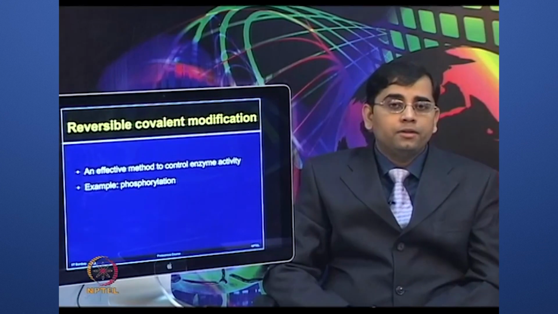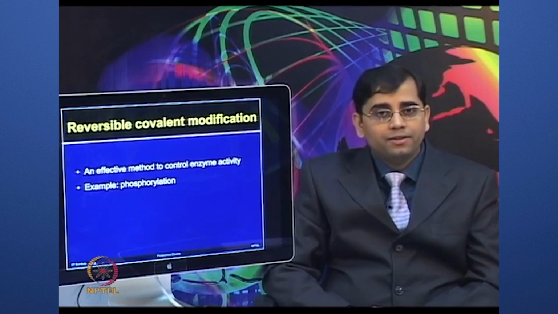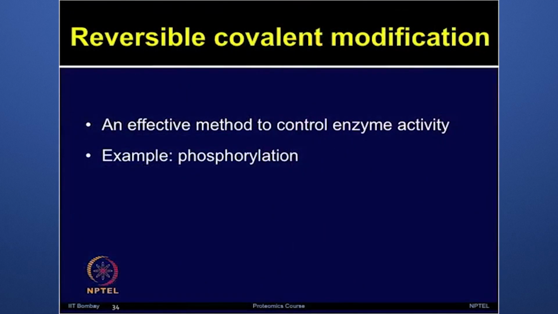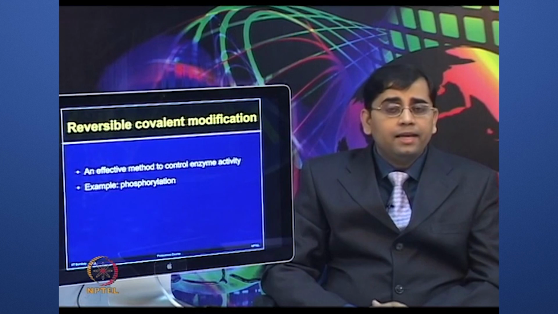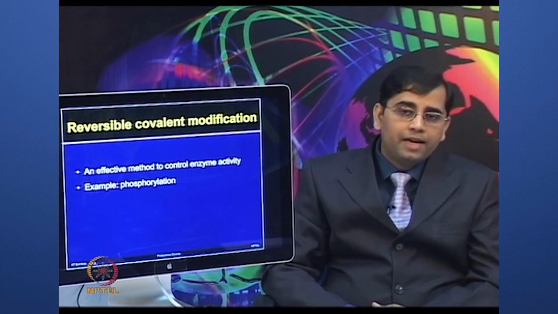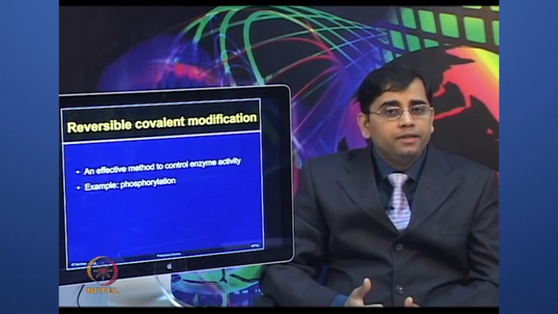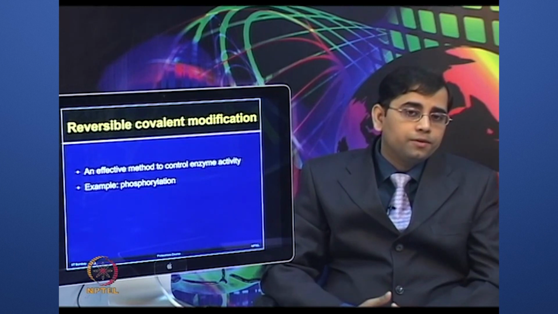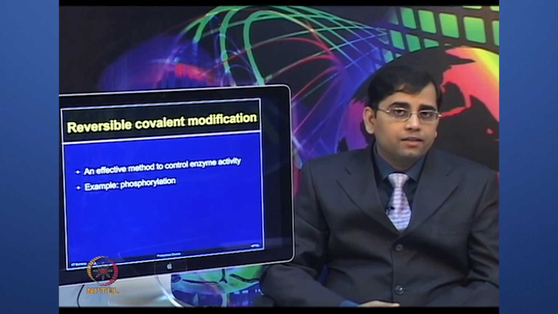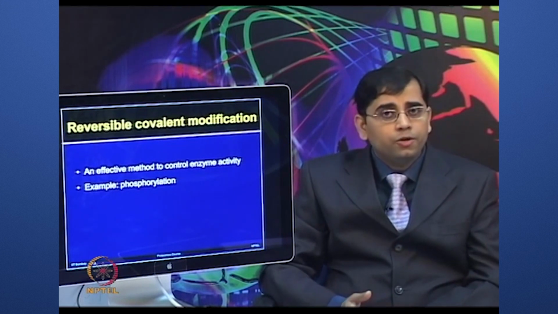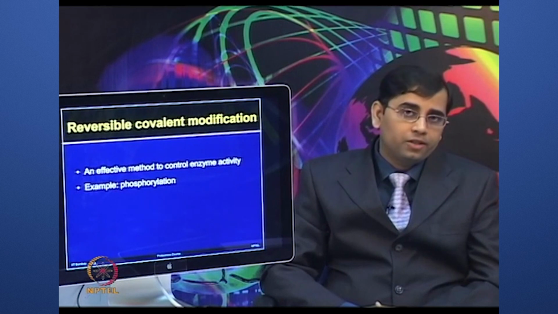Now, let us talk about reversible covalent modification. This is a very effective method to control enzyme activity. You have heard the example of phosphorylation. Protein kinases can catalyze the phosphorylation reactions, and ATP serves as the phosphoryl donor. There is another enzyme, protein phosphatase, which removes the phosphoryl group by a hydrolysis process.